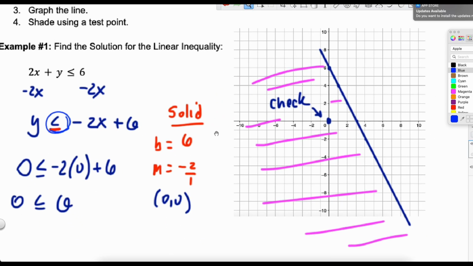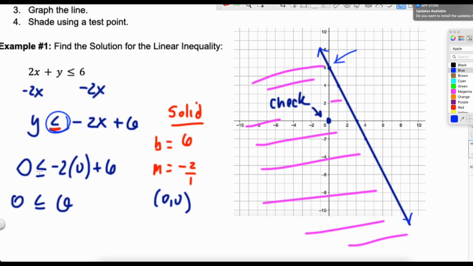We plot the y-intercept at 6, which is right here, and then our slope is down 2 over 1. And we graph that line. Then we're going to use a test point. The best test point is 0, 0, but you want to make sure it's definitely off of the line. 0, 0 is not on this line, so I'm just going to substitute this in.